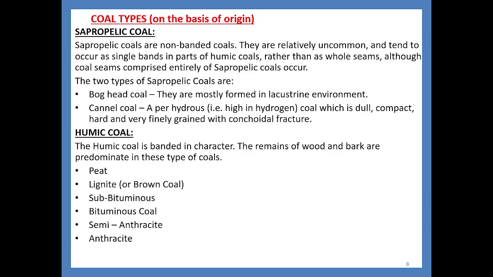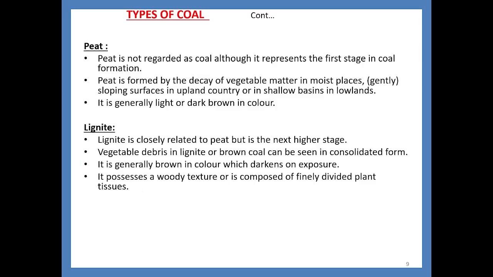What are the types? There are mainly two types: sapropelic coal and humic coal. Humic coal is important. The humic coal is banded in character. The remains of wood and bark are predominant in these types of coal, like peat, lignite, subbituminous, bituminous, anthracite.